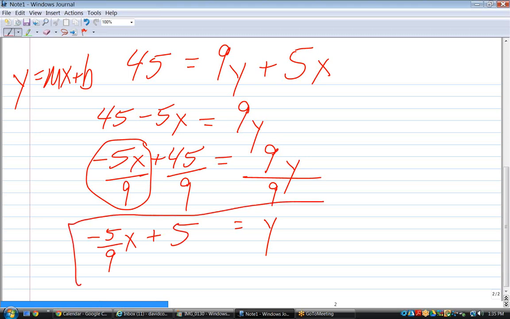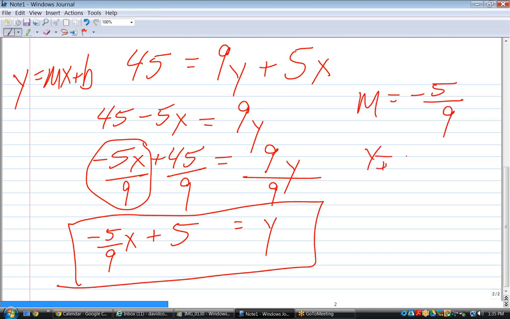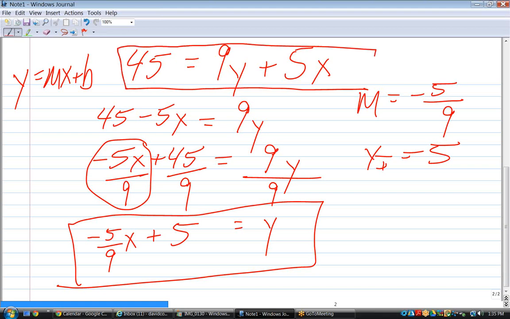Now that we have it in y equals mx plus b format, what's the slope? It's negative 5 over 9. What's the y-intercept? 5. Okay, so whenever you're given the equation in that format and there's a coefficient on the y, at some point we're going to have to divide everything by that coefficient. So if I wanted to instantly know the y-intercept, I would know it was 5 because I know I'm going to have to divide by 9.